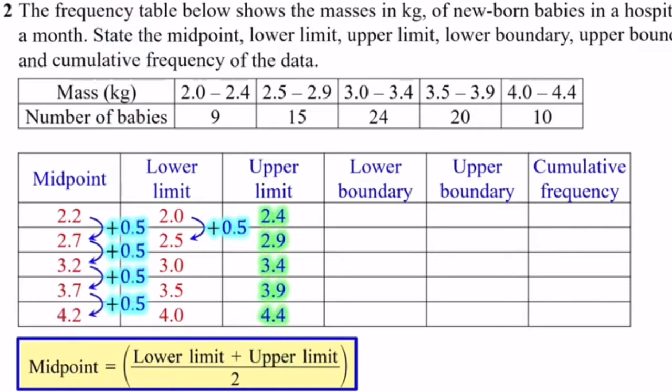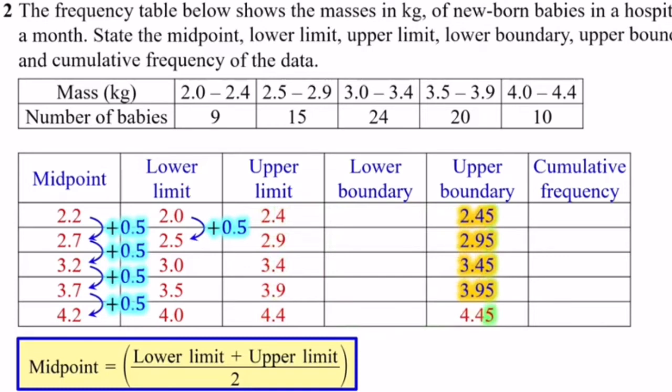Now we want to settle the lower boundary and the upper boundary. So normally we will settle the upper boundary first. We will take the upper limit, copy the upper limit, and then we will add the class size of the class. So it becomes 2.4 plus 0.05. Alright, so it becomes 2.45.